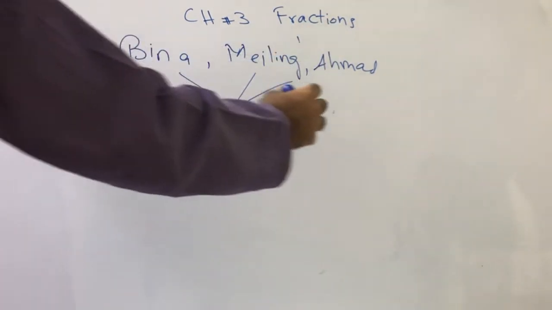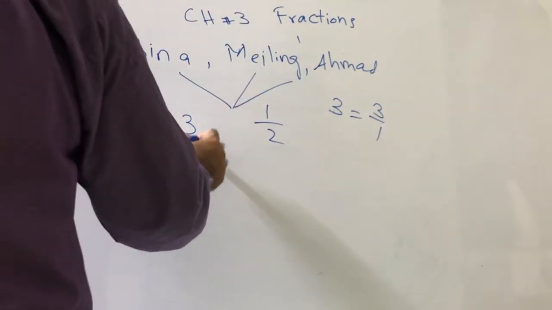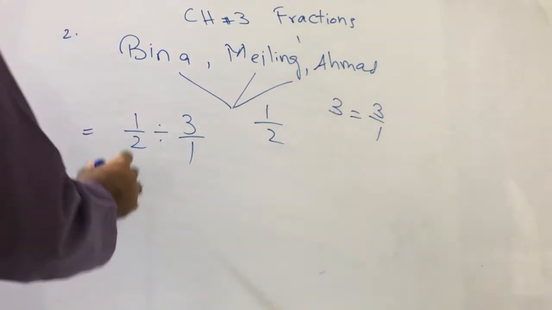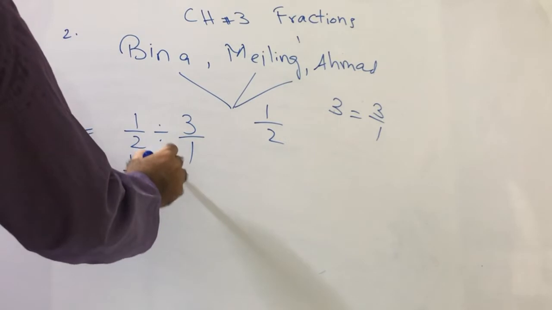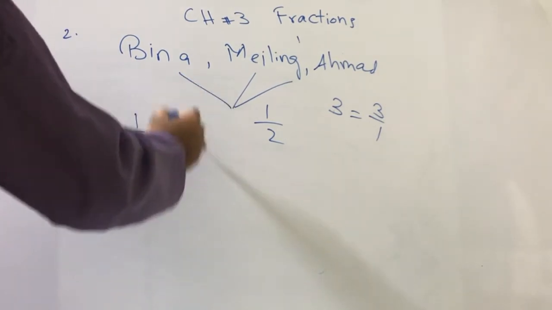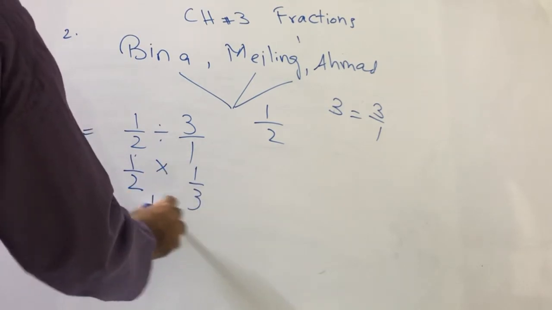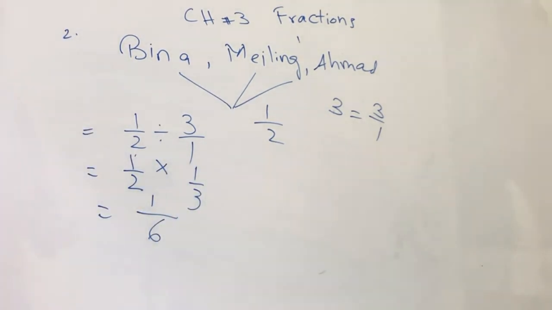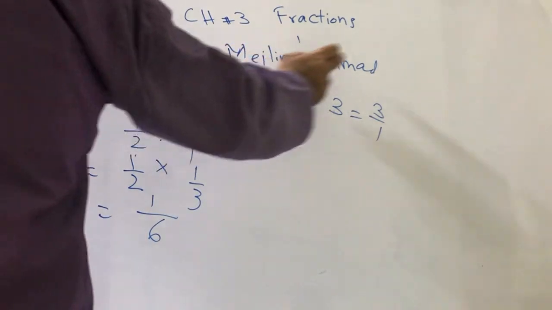Okay, so what we will do is that we will divide 1 over 2 in 3 people. 1, 2, 3. We know that 3 is equal to 3 over 1. Okay, so we can do it like this. Now in order to solve this, first we need to convert this symbol into multiplication. This will remain the same. It will be multiplied. It will be upside down. 1 over 3. Then 1 will be multiplied with the 1. Answer is 1. 2 multiplied by 3 is 6. 1 over 6 is the answer for this question. They will be getting 1 over 6, 1 over 6 and 1 over 6.